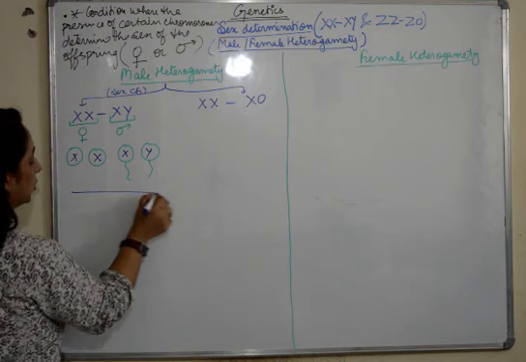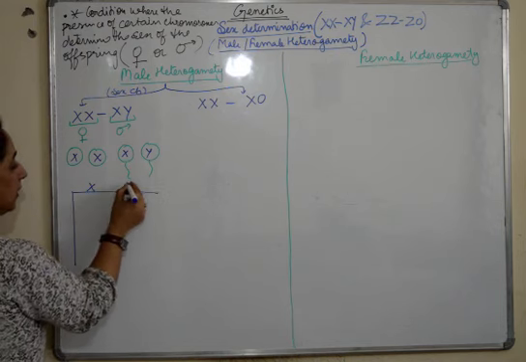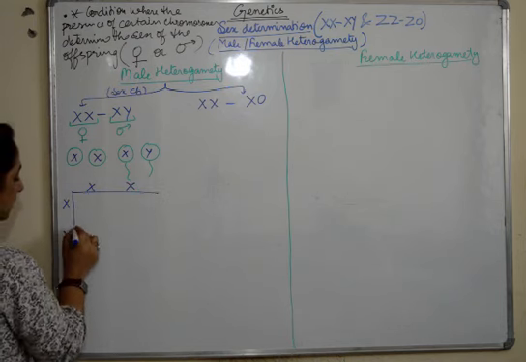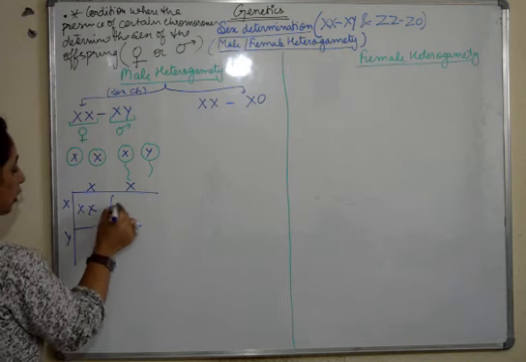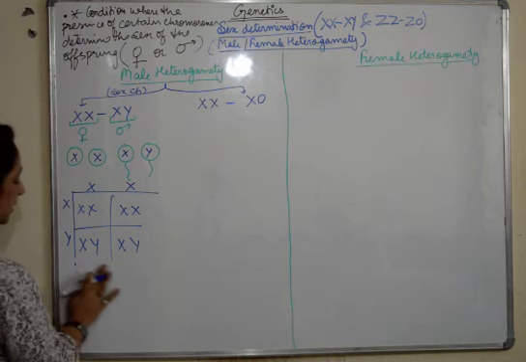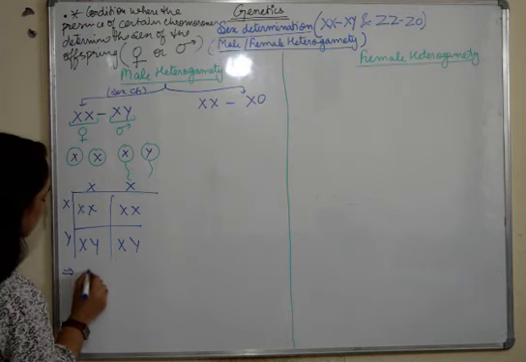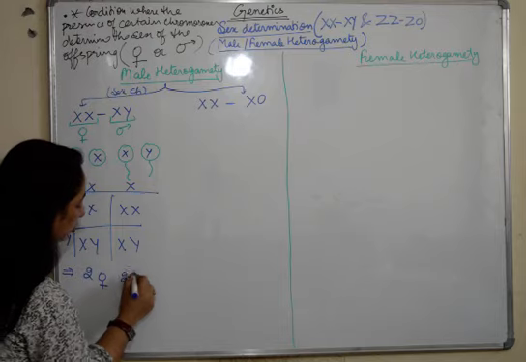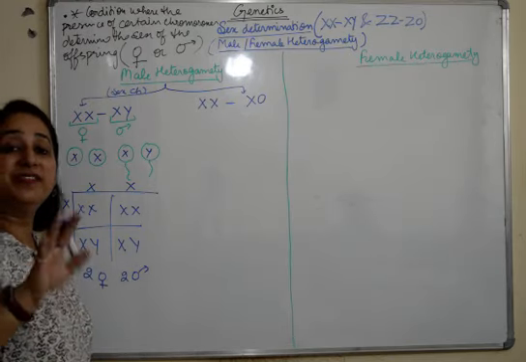Now we'll make a Punnett square to explain this. Female here, male here, make a cross. So what possibilities do we get? We get 4 possible conditions. That means 2 females and 2 males can be produced, 50-50.